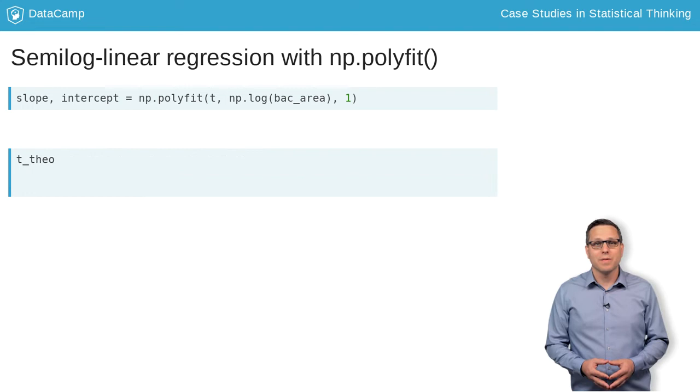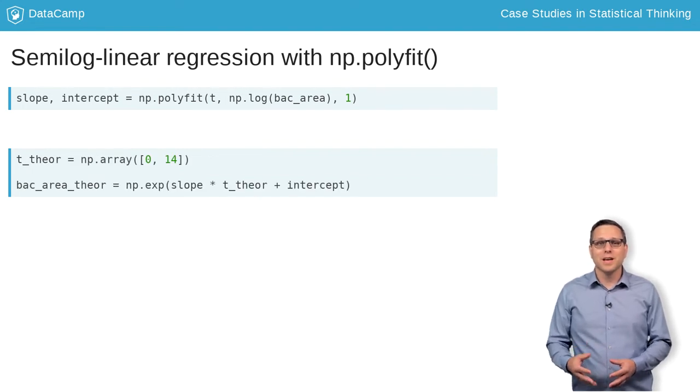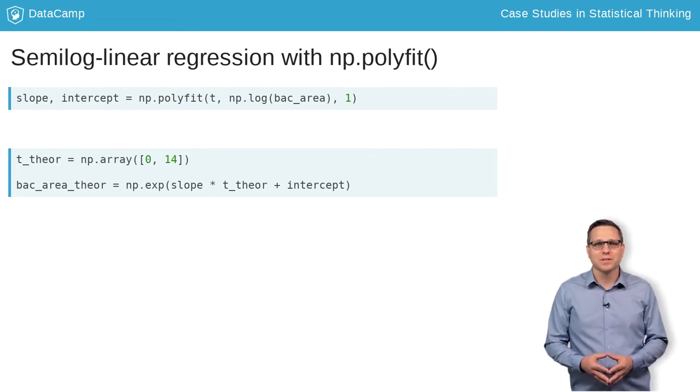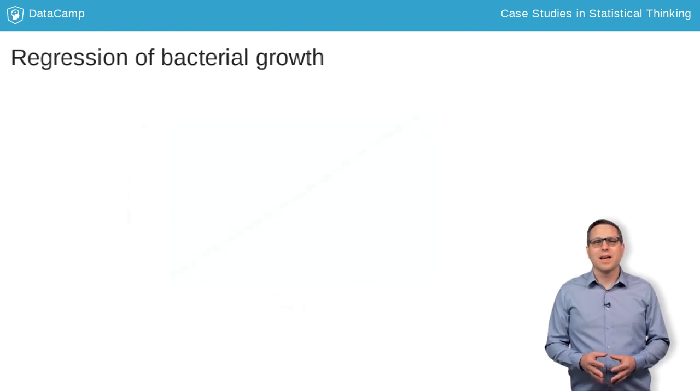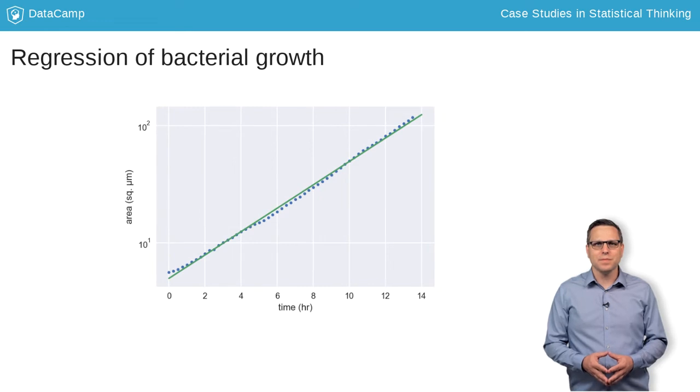When computing the theoretical area, we exponentiate the theoretical curve using np.exp to recover the area in square micrometers. Finally, we make our plots using plt.semilogy. That is much better. You will use this technique to get the growth rate for Bacillus under these conditions in the exercises. Now, you might already be thinking of the next question.